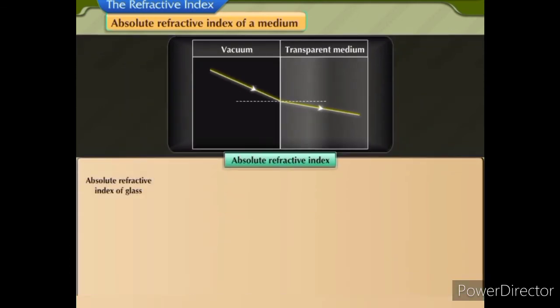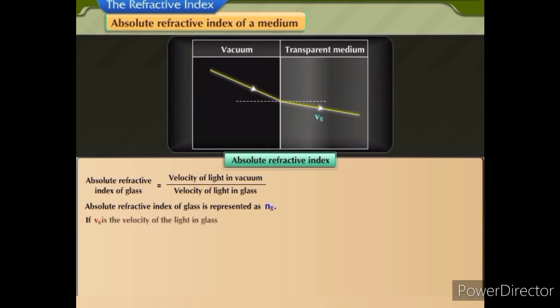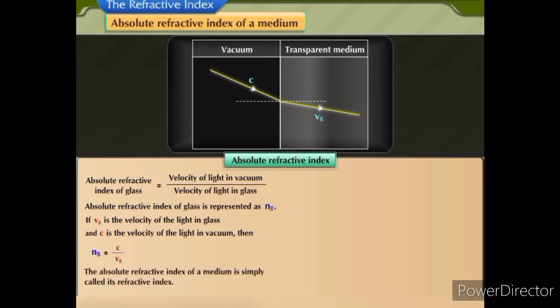Absolute refractive index of glass is defined as the ratio of the velocity of light in vacuum to the velocity of light in glass and is represented as Ng. If Vg is the velocity of the light in glass and C is the velocity of light in vacuum, then Ng is equal to C upon Vg. The absolute refractive index of a medium is simply called its refractive index.